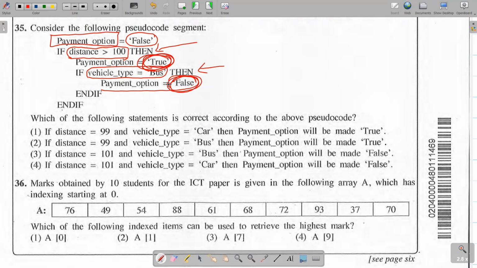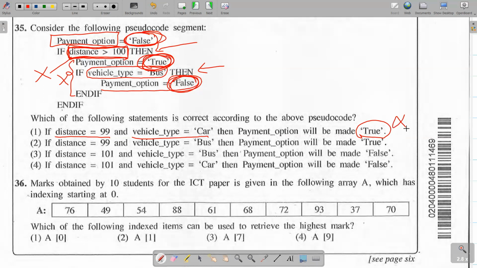Right? So it is asking which of the following statements is correct according to the above pseudocode. If distance equals 99, this particular argument is false. If it is false, none of these things are going to happen. That means payment option stays as false. So it says if distance equals 99 and vehicle type equals car, payment option will be made true. So not true, it's going to be false always. So it is wrong.